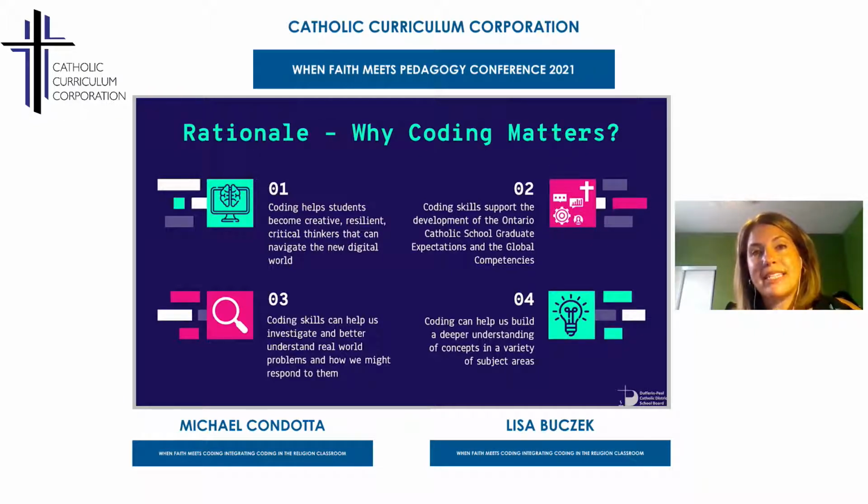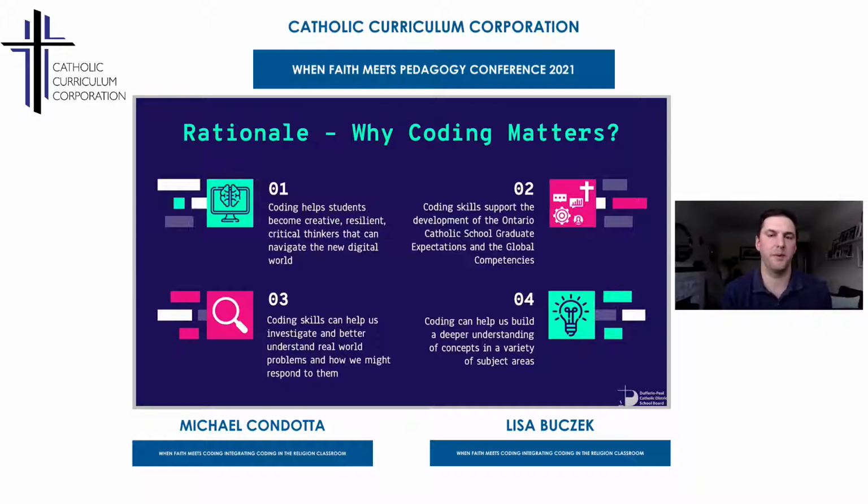Another thing that's amazing about coding is that while students code, they're actually developing a set of values and skills that help them to develop the Ontario Catholic School graduate expectations, as well as the global competencies. So as we think about the Ontario Catholic School graduate expectations, we see our students having the opportunity to become critical thinkers. They are becoming lifelong learners. When we think about the global competencies, we start to see our students having the chance to become collaborative contributors, as well as lifelong self-directed learners.